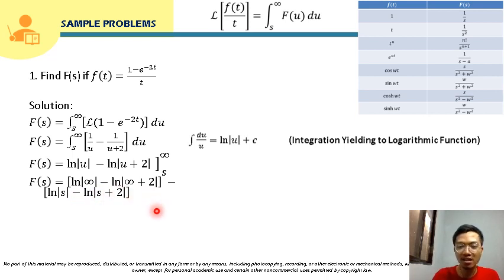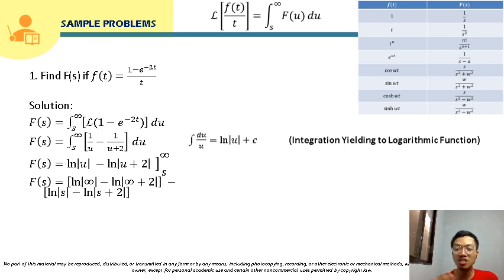Simplifying this, as we know, ln of infinity, if we try to input that in our calculator, let's say ln of 9999999, so that is infinity. That will go on and on. So ln of 99999999999, there will be an answer for that actually. Minus ln of u plus 2, or infinity rather, ln of infinity plus 2.